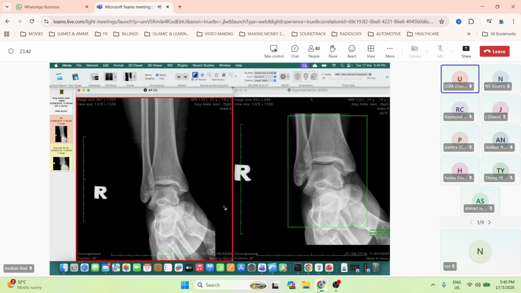actually I can see, I think there is a misalignment of the tarsal bone. The talus. Okay, I think I see this misalignment of the talus, this one.